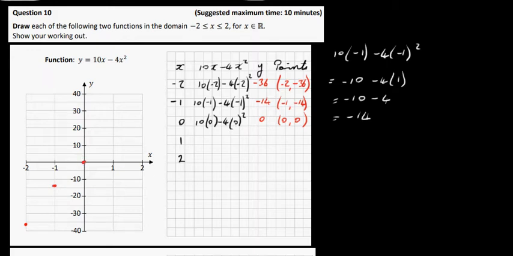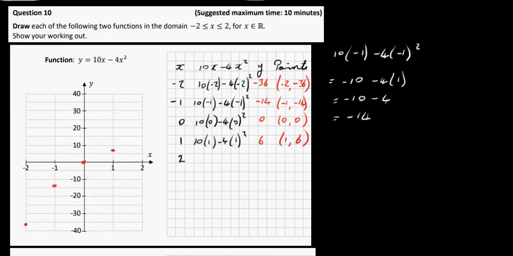Okay, so let's do another one. We've got 1 here, so it's 10 times 1 minus 4 times 1 squared. If you do that, you get 10 minus 4, which is just 6. So we end up with 1, 6. This is 5 here, so 6 is about here.